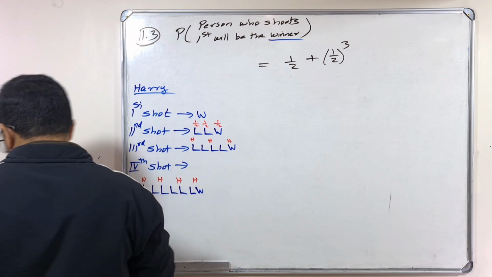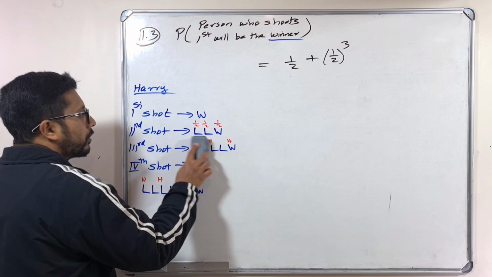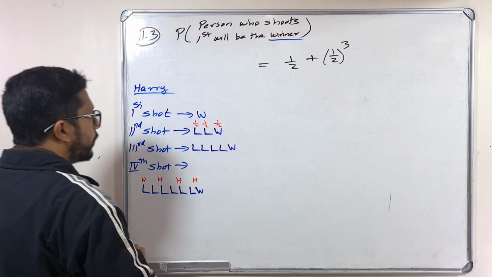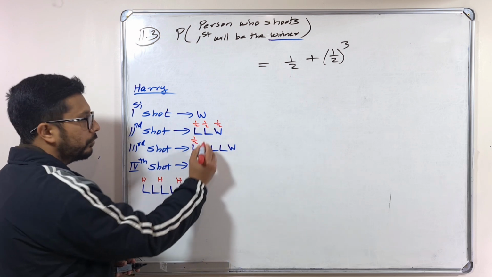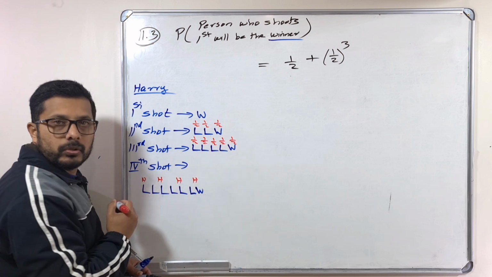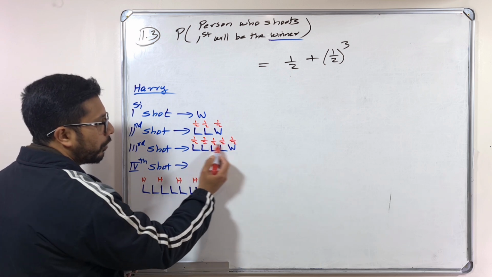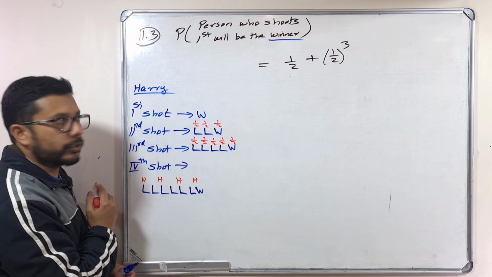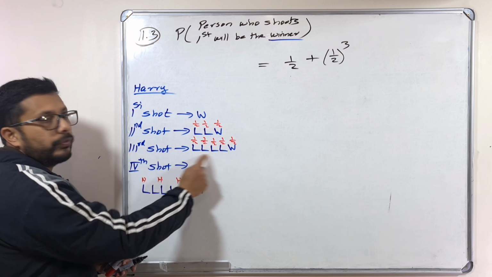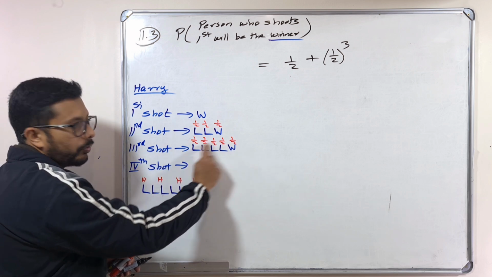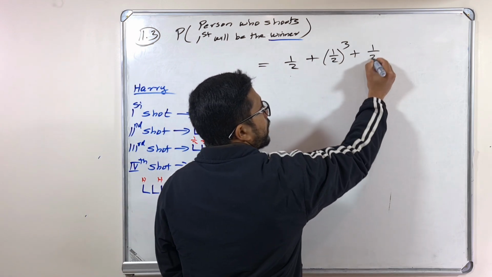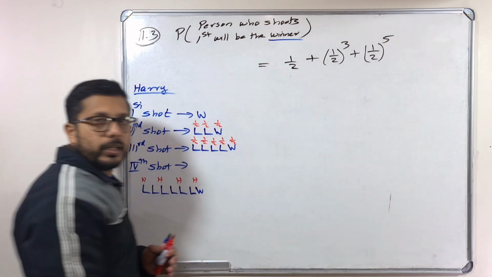Then the third shot, what is the probability to win? Look at this one. What is the probability of lose? 1 over 2. Again 1 over 2. Again 1 over 2. Again 1 over 2. Probability of win is also 1 over 2. So how many 1 over 2s are there? 5 of 1 over 2. That means for the third shot to win, what is the probability? How many 1 over 2 are there? 5. That means the probability is 1 over 2 times 1 over 2 times 1 over 2, that is 1 over 2 the whole raised to 5.